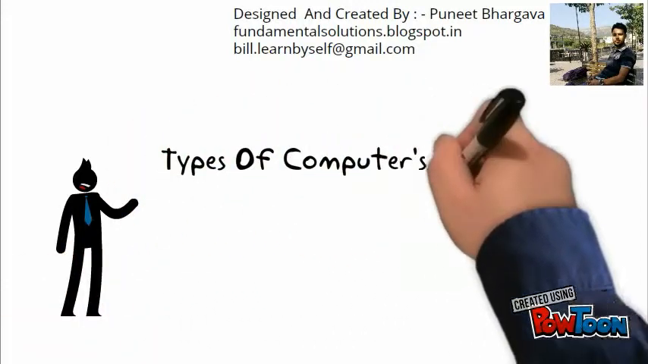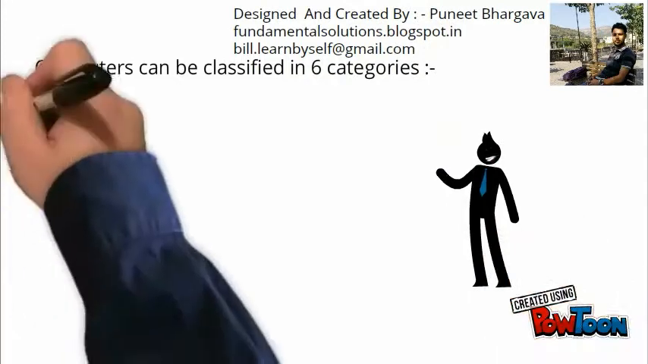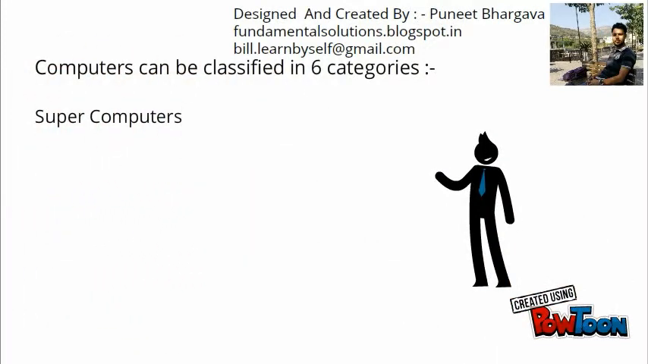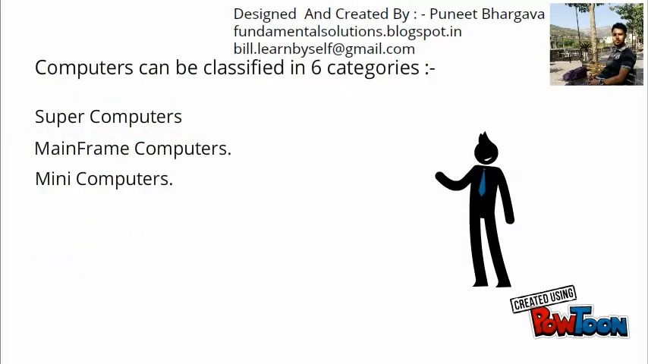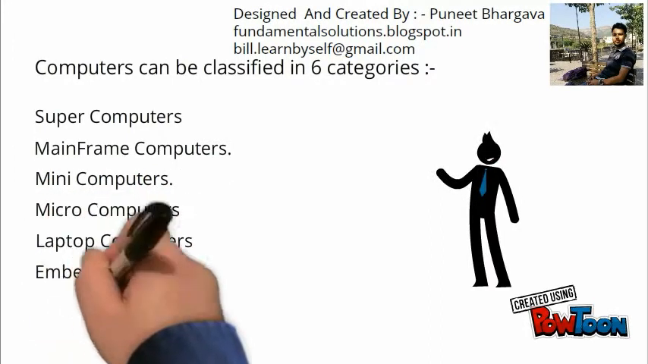Types of computer. Computers can be classified in 6 categories. Supercomputers. Mainframe computers. Mini-computers. Microcomputers. Laptop computers. Embedded computers.